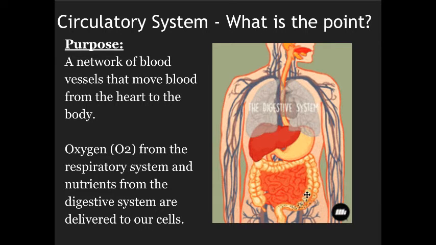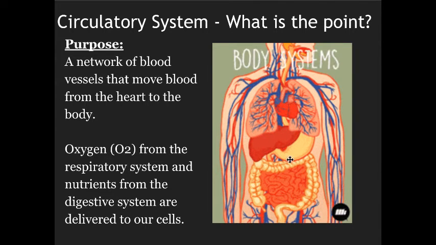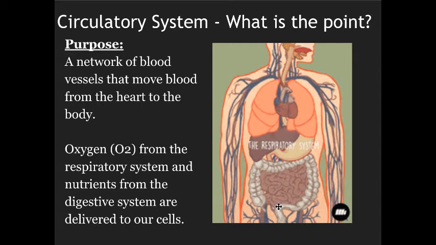So what is it doing with the digestive system? All of these organs in the digestive system that are absorbing nutrients, like our intestines, are surrounded with capillaries, which are blood vessels that take the nutrients to the body and distribute them throughout the body through the circulatory system.